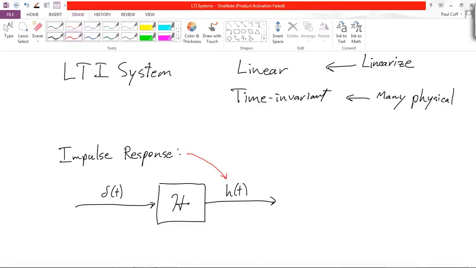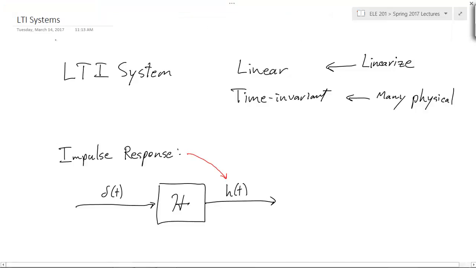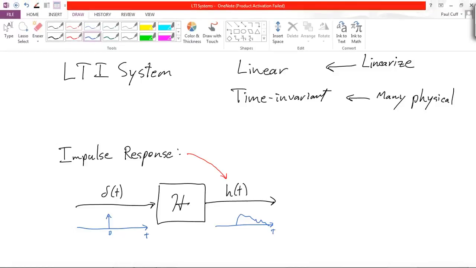Okay, because it's what the system did when you put an impulse function in. So actually, maybe it's best if we have a little picture of what we mean. Here's t, here's time 0. We put a delta function in, and what comes out is something like this. Who knows what comes out? And that is the impulse response. You just knock your system at time 0 and see what comes out.